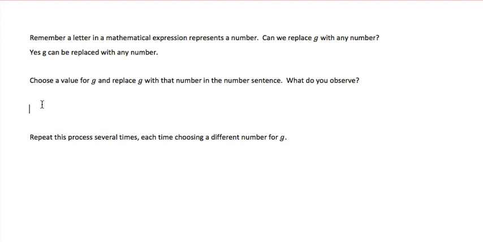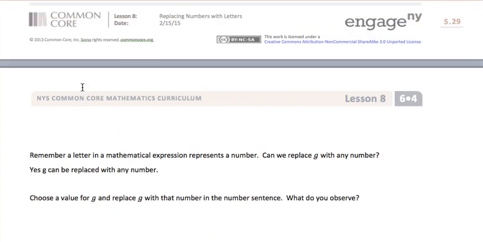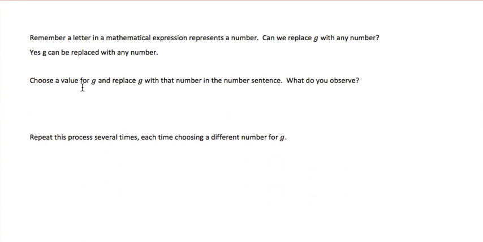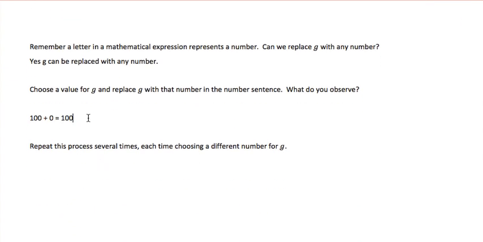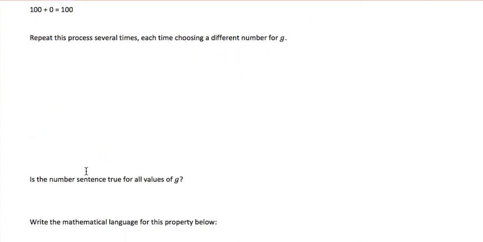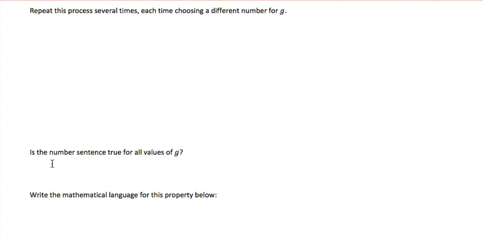Choose a value for G and replace G with that number in the number sentence. And what we observe is, let's choose 100. 100 plus 0 is equal to 100. And you're asked to repeat the process several times, each time choosing a different number for G to prove to yourself that it is indeed an identity property. If you add 0 to any number, you will still have that number. Is it true for all values of G? Yes.